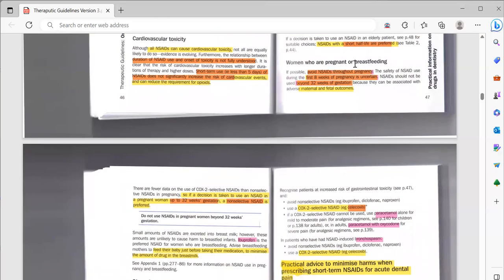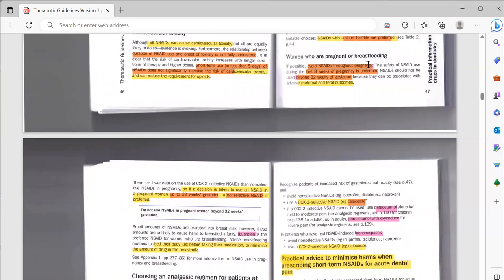Okay, then women who are pregnant and breastfeeding. If possible, avoid NSAIDs throughout the pregnancy. There is a scenario in the exam, especially for part one, in which the patient is pregnant, or I think she's pregnant or breastfeeding, something like that. They ask you which is the preferred drug to give to the pregnant patient. That is always paracetamol only, because they said avoid NSAIDs throughout the pregnancy. That would be the best solution.